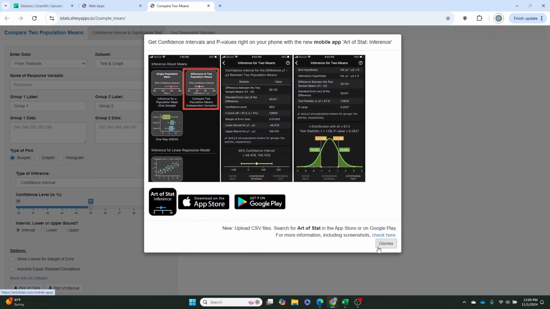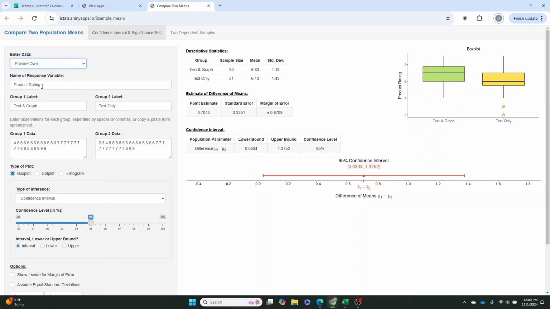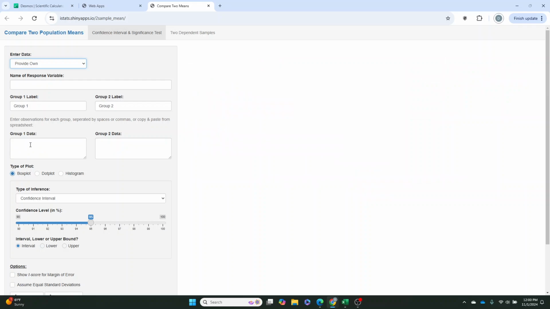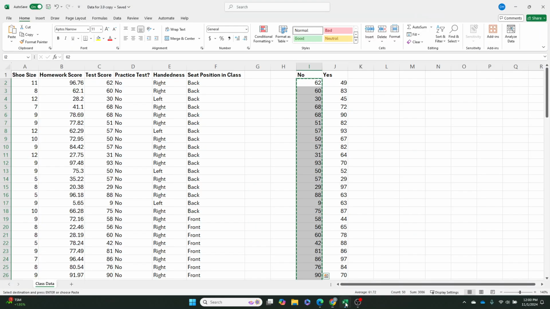You'll get a better p-value this way. We won't use summary statistics. We have our own data actually. So this is no, and there was the data. And then group 2 is yes. The name of our response variable is test score. Okay, so let's copy and paste the yeses.